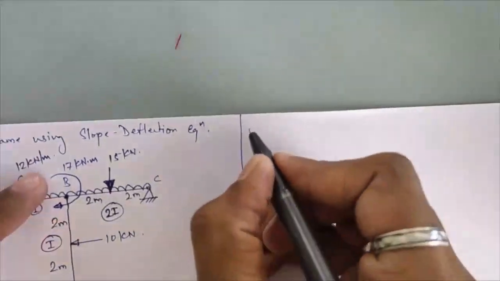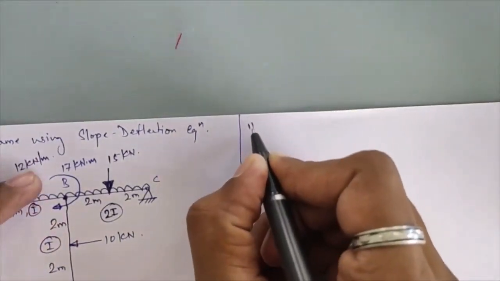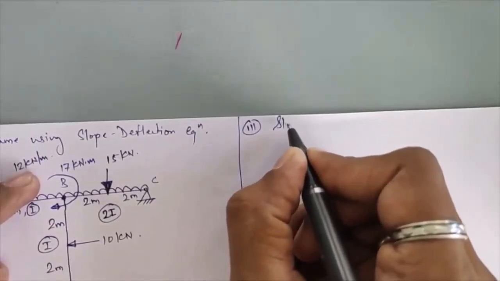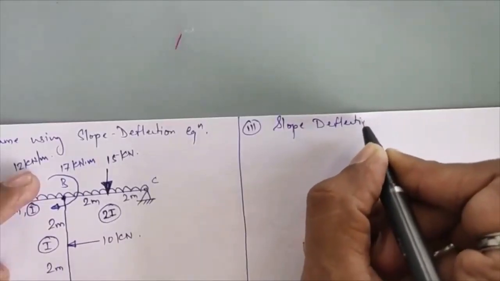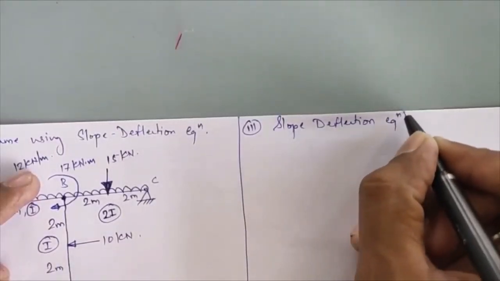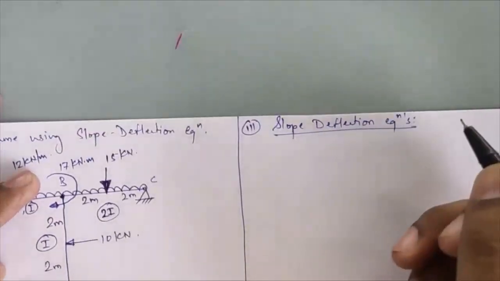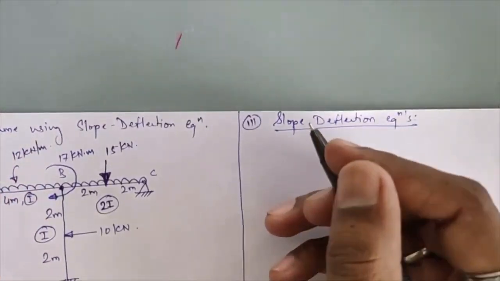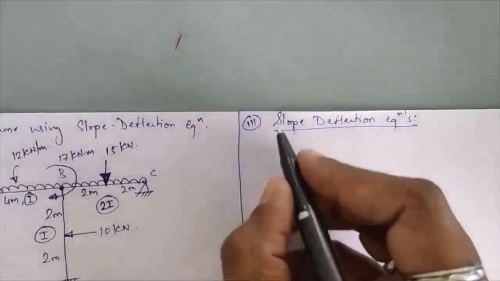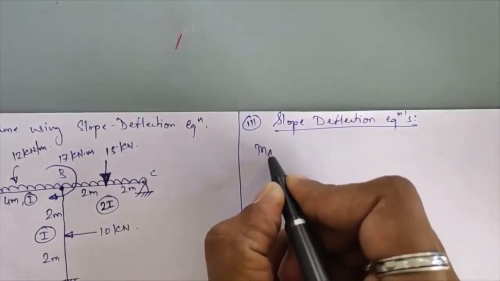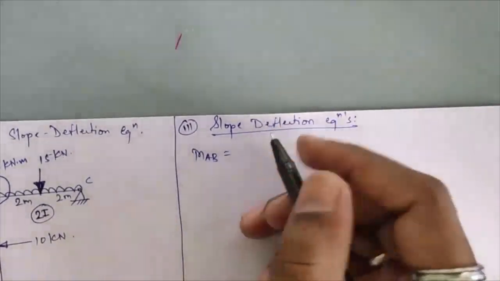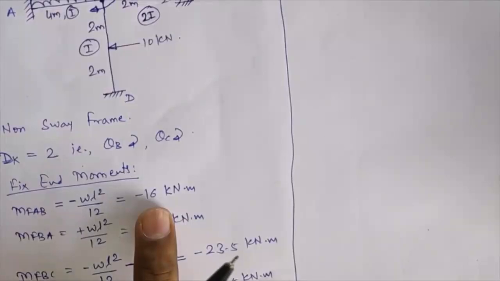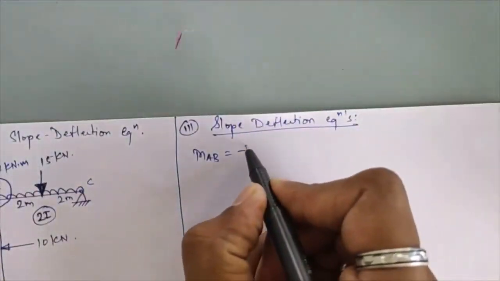That is, we'll write the slope deflection equations. Okay, so here your first equation will be for MAB. I will directly write the equations here. So the MAB equation is MFAB, which I have got equal to minus 16, so minus 16 plus 2EI upon L.